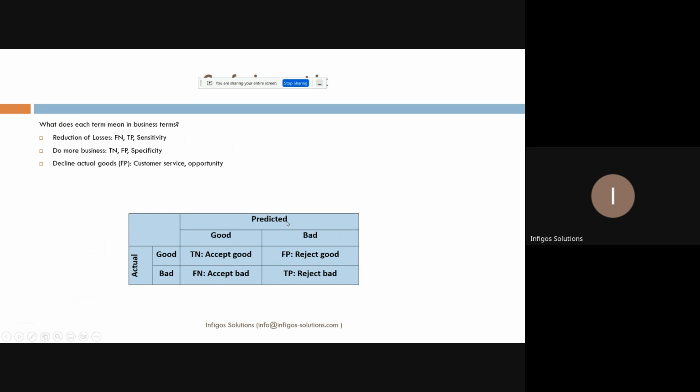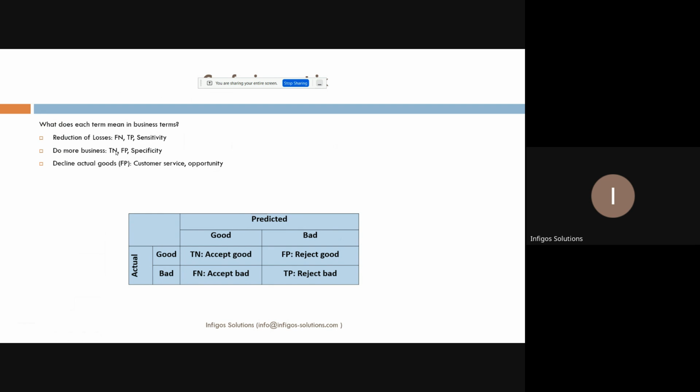When you say predicted, based on the model, you will reject these ones. These are false positive. Based on the model, you will reject this one. These are true positive. So ideally, you want to reduce the losses. If you want to reduce the losses, you want to maximize the true positive and sensitivity.